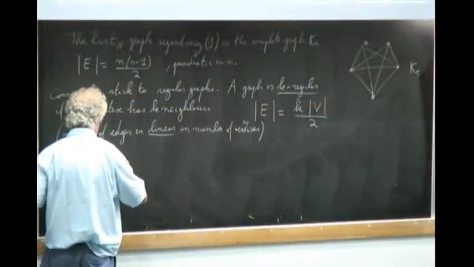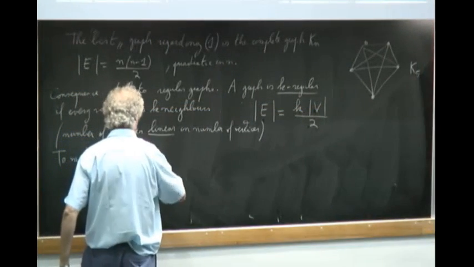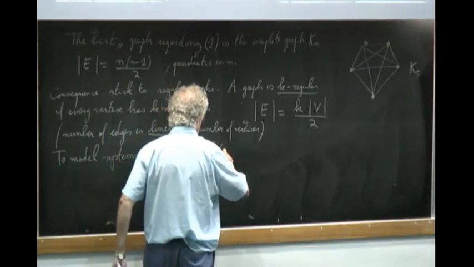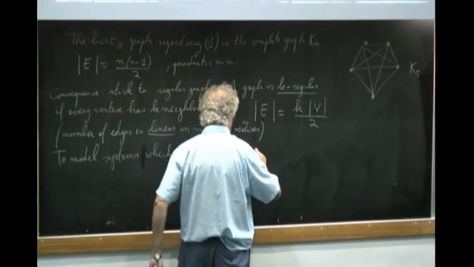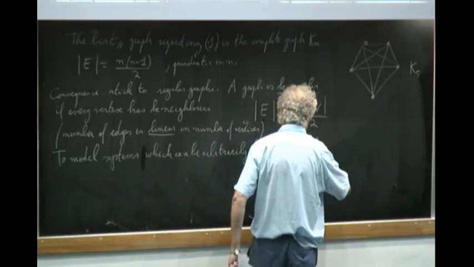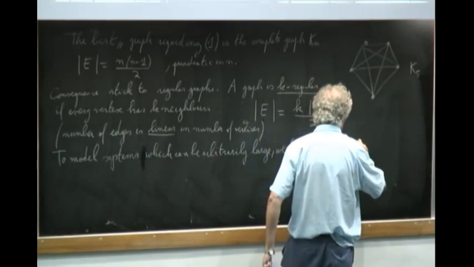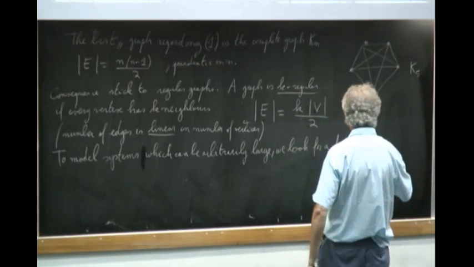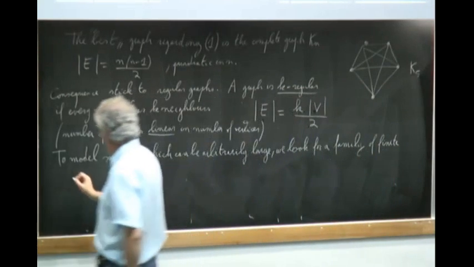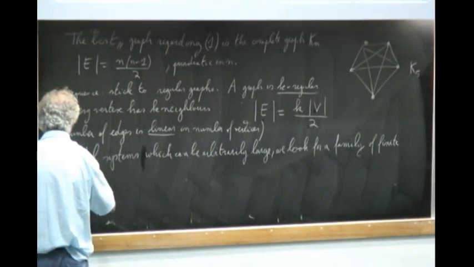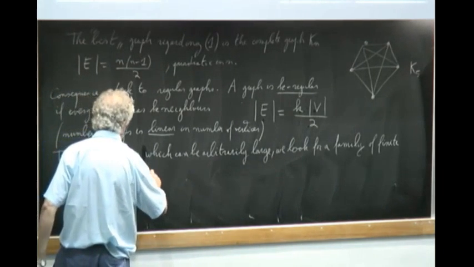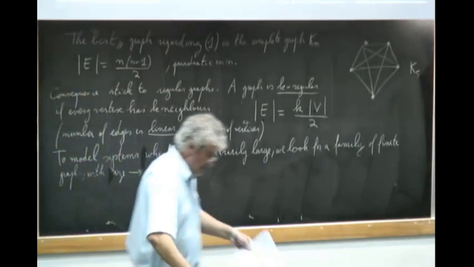To model systems which can be arbitrarily large, we look for a family of finite graphs with size, with number of vertices going to plus infinity. So graphs which are larger and larger.